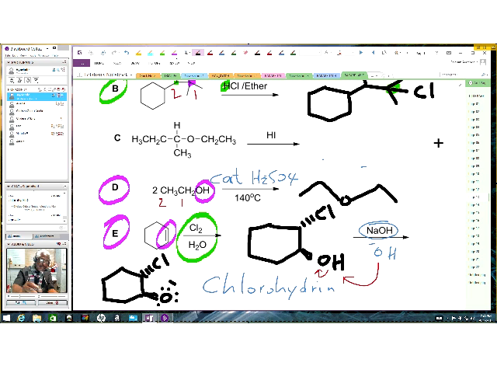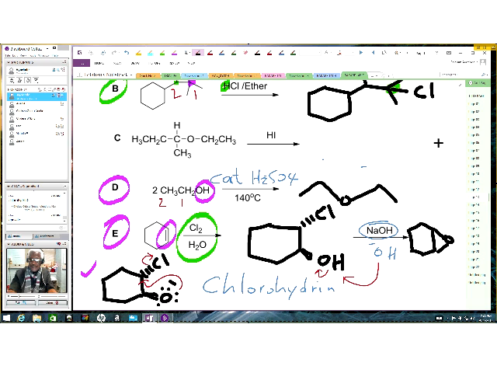So this alkoxide now, what does it do? It simply comes here. This oxygen will now come and displace the chlorine in an SN2 type reaction, and the chlorine will leave. And then what you end up with as your product is an epoxide. Okay, so that is how you do that.